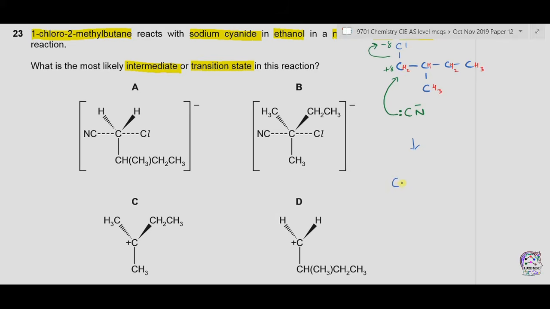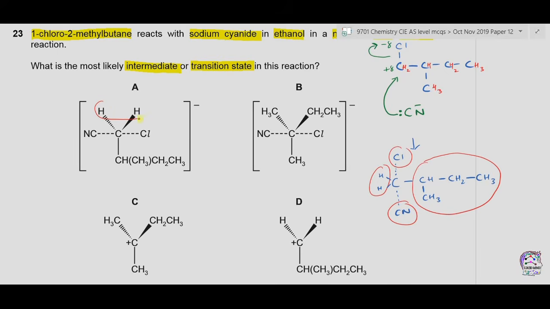We have CH2. The chlorine bond is being broken. The CN bond is being formed. We have CH, CH3, CH2 and CH3. Now we have 1 chlorine atom bonded to this carbon, 2 hydrogen atoms, 1 CN and 1 alkyl group. Let's look at the transition states.